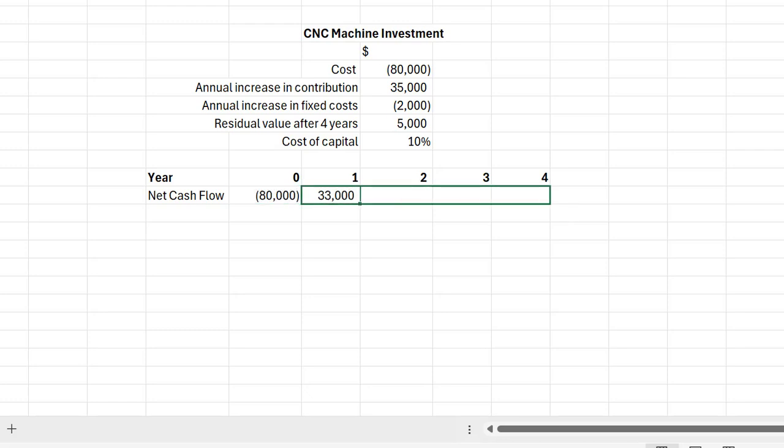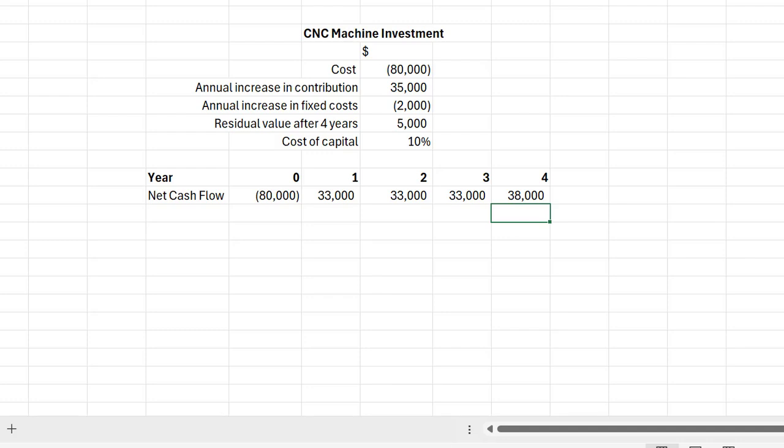I can copy that to my 4 years. And then in year 4, we have this residual value. We're going to get back the $5,000 for the depreciated machine when we sell it. So let's add $5,000 to that. This is the first step in a net present value calculation, getting the net cash flow.